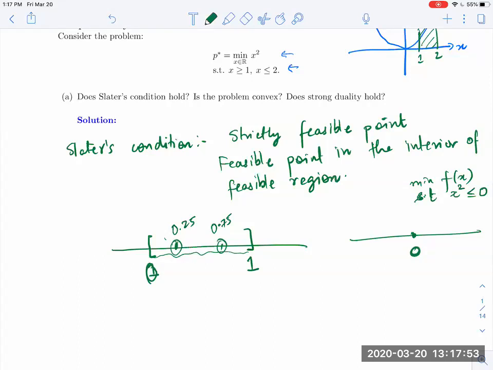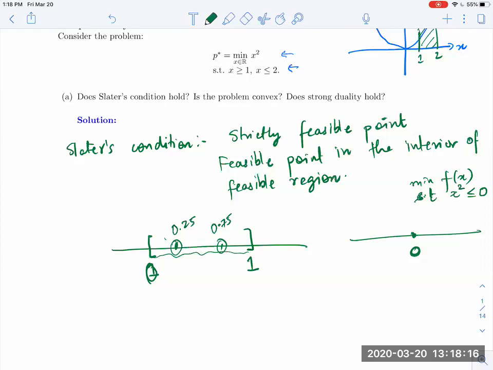Okay. So that brings up an interesting question, like when is Slater's condition useful? It's useful to say something only if your problem is convex, which is the second part of this part A. And to figure out whether a problem is convex, you have to look at the objective function. So is that clear?